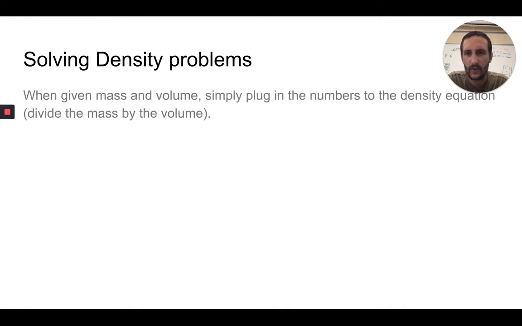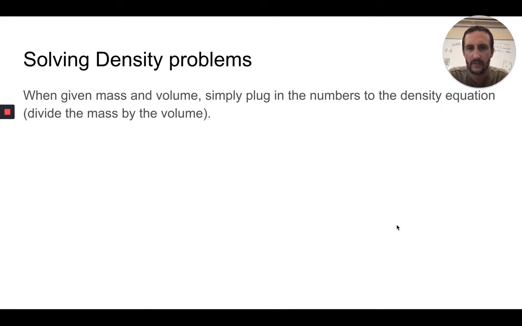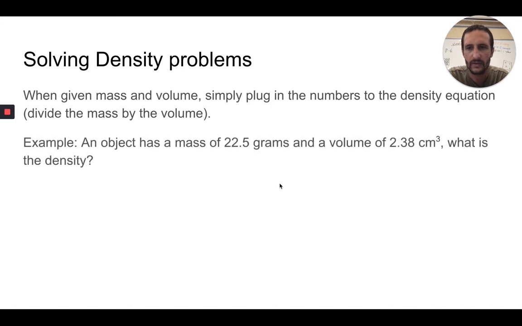Solving some density problems. Sometimes this can be real straightforward. If you are given the mass and the volume, you simply have to plug the numbers into the density equation. In other words, you just divide mass by volume. So here's a quick example. An object has a mass of 22.5 grams and a volume of 2.38 centimeters cubed.